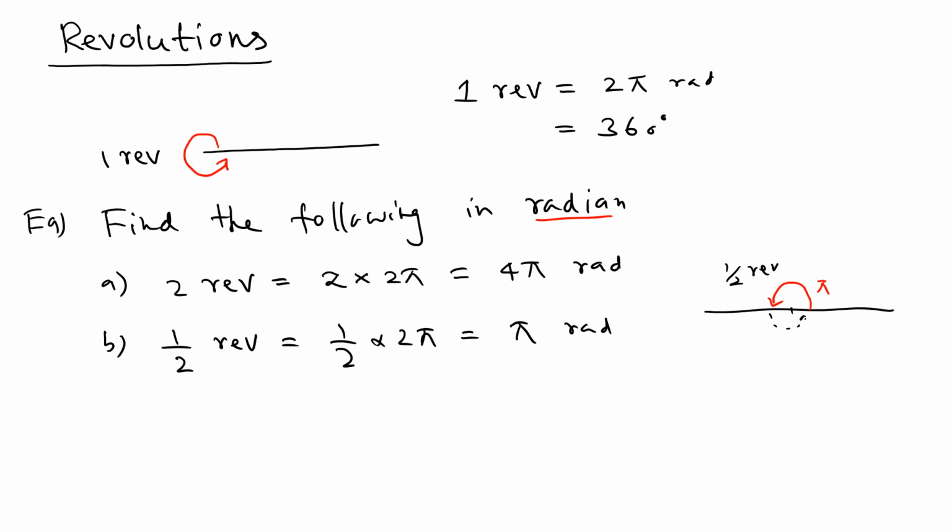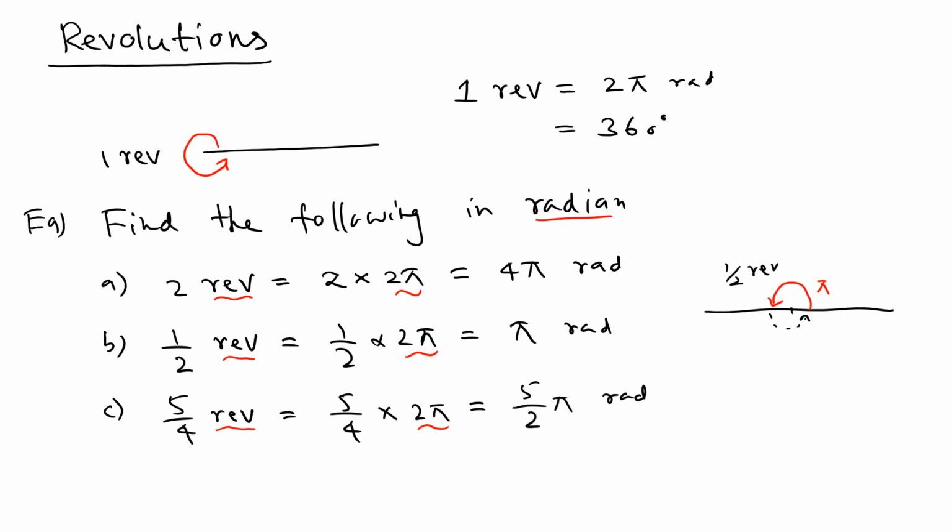Okay, part C. Let's say 5/4 revolution. So it's again 5/4, and 1 revolution means 2 pi, so we can multiply by that. We can replace the revolution by 2 pi. That's how we do it. It is in radians, and then you can simplify this one, so you're going to get 5/2 pi radians. So that's how you convert revolutions to radians.